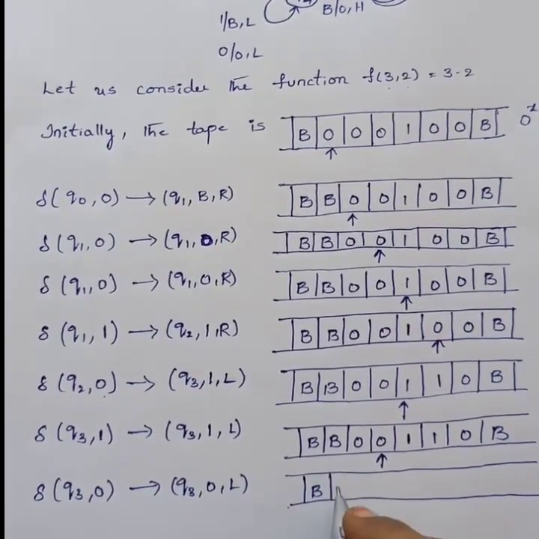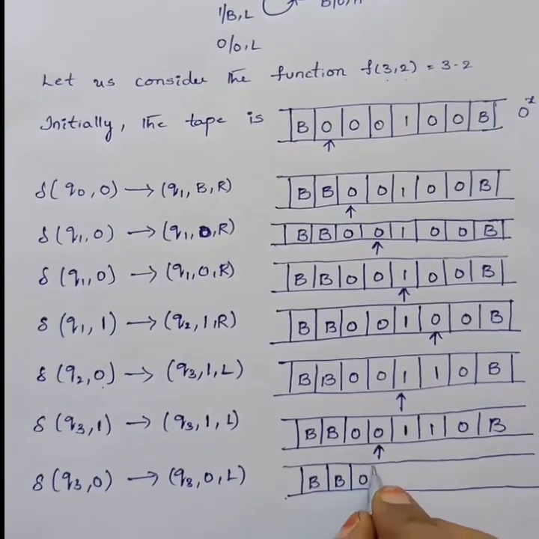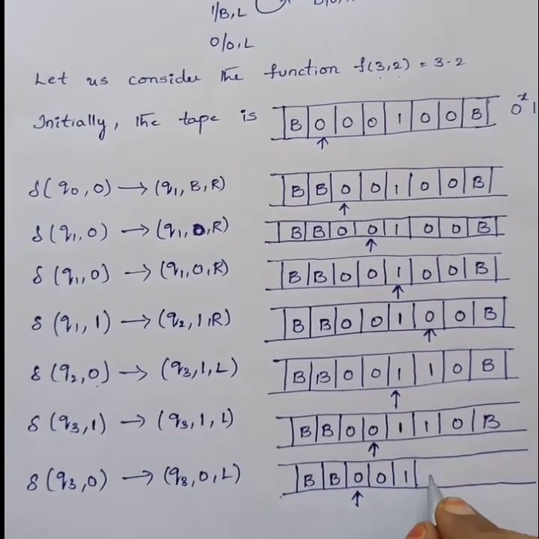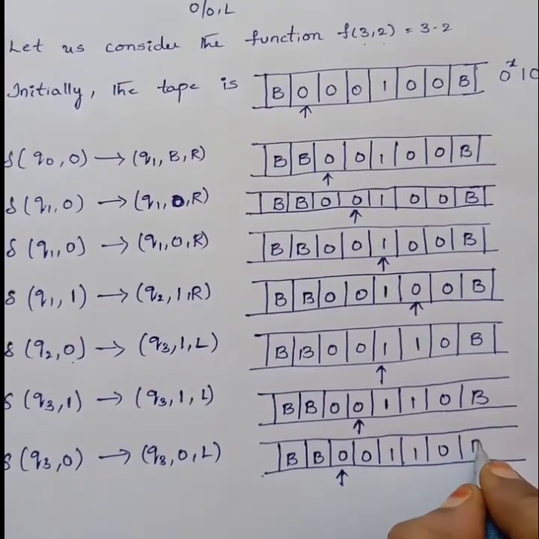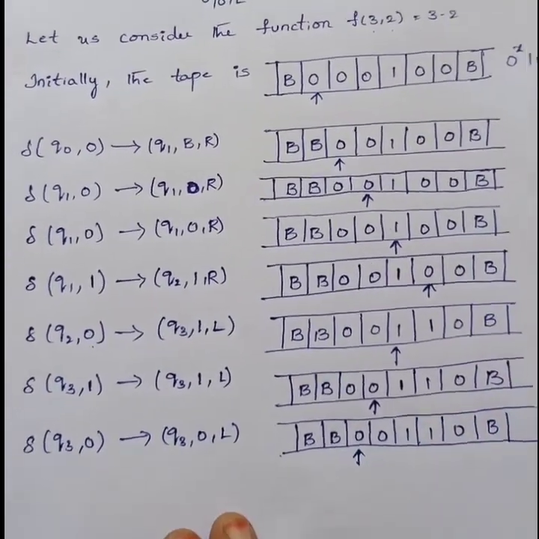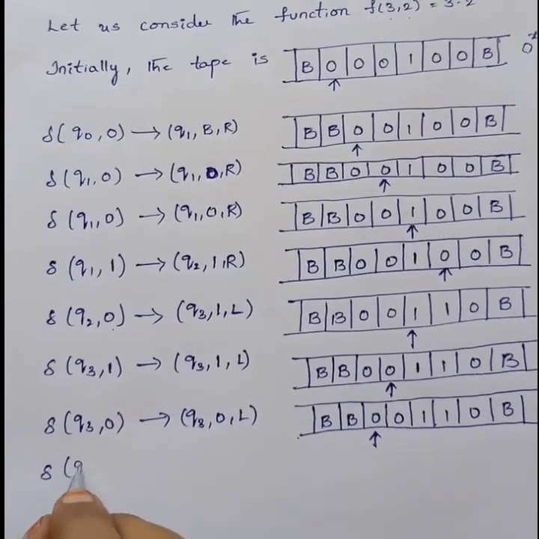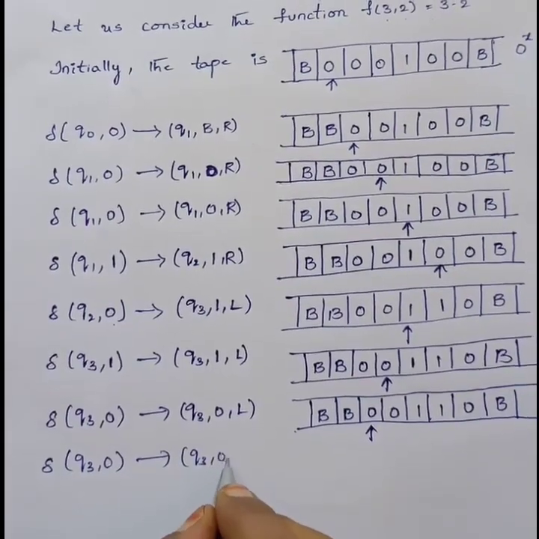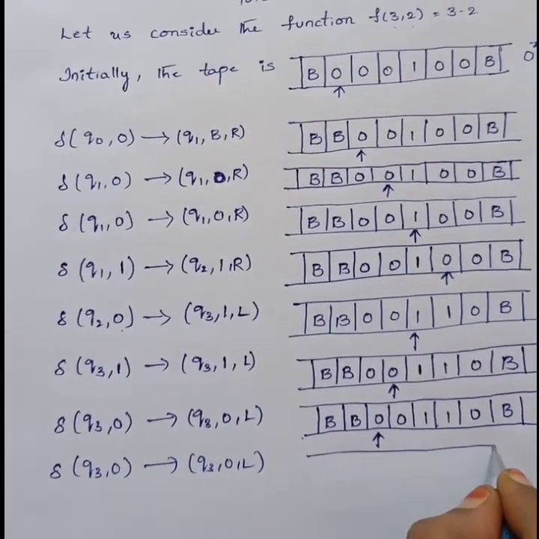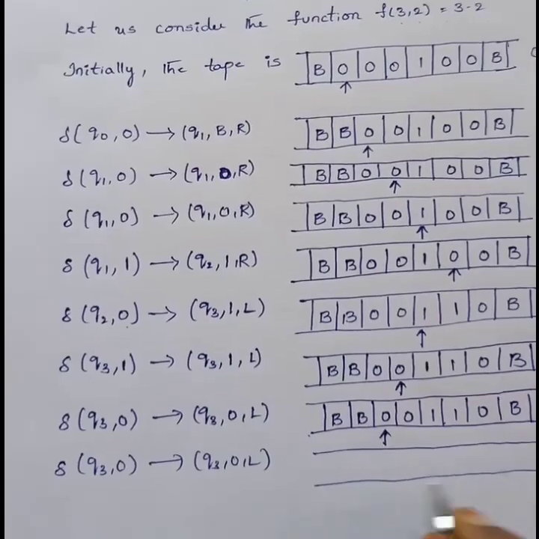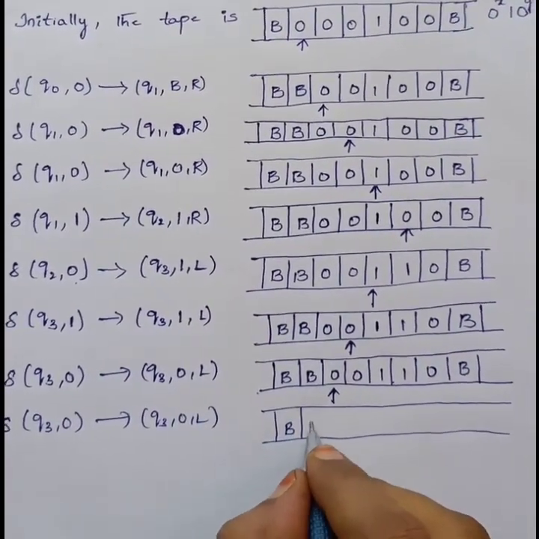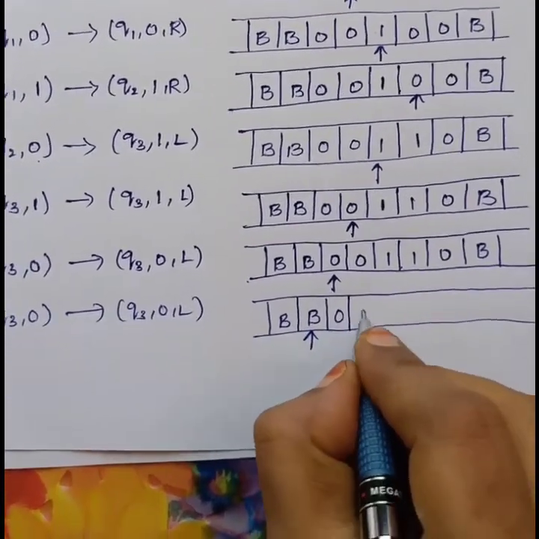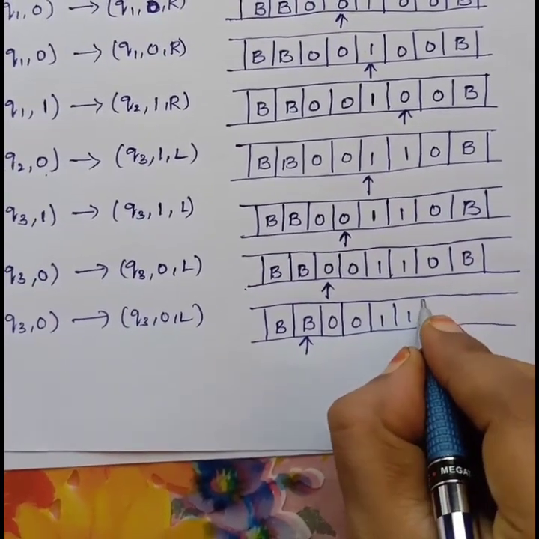B, 0. The 0 is as it is, moving to left here. So remaining all elements or symbols should be the same. Now I am in Q3 state, getting 0 again, the same transition I am writing. So just I am moving to left in the input tape. B. So moving to left here, 0 remains the same, remaining all bits as it is I am writing.